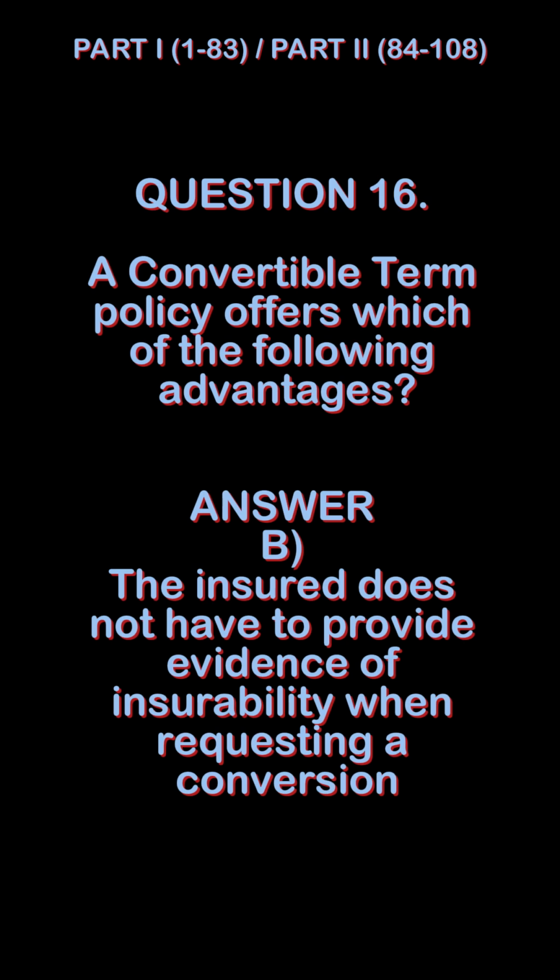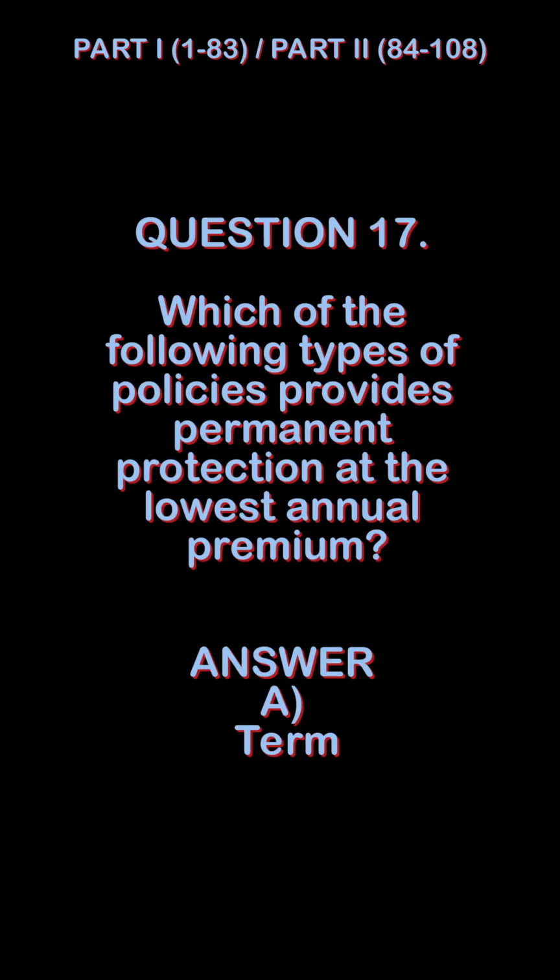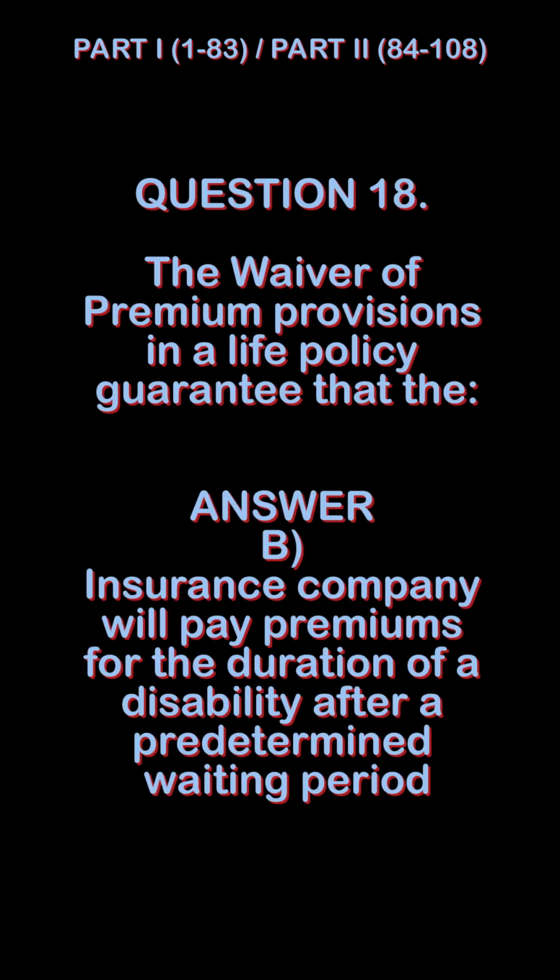Question 16. A convertible term policy offers which of the following advantages? Answer B. The insured does not have to provide evidence of insurability when requesting a conversion. Question 17. Which of the following types of policies provides permanent protection at the lowest annual premium? Answer A. Term.